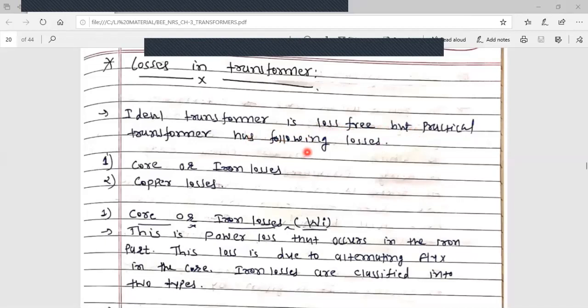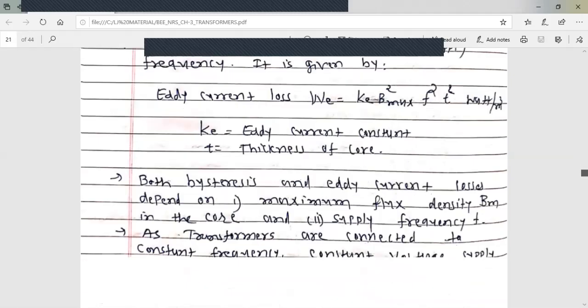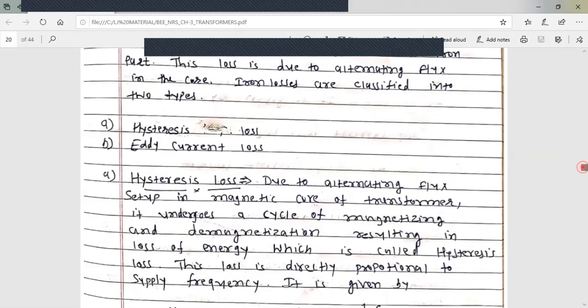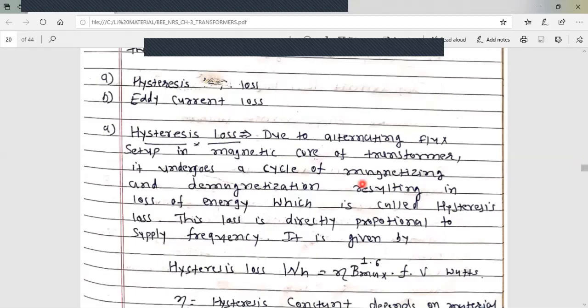Basically there are two types of losses: core loss, or we can say iron loss, and second is copper loss. First of all, we will discuss core loss, or iron loss. This is a power loss that occurs in the iron part. This loss is due to the alternating flux in the core. Iron loss is classified into two types: hysteresis loss and eddy current loss.